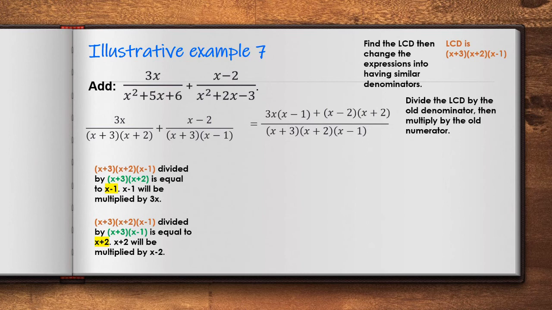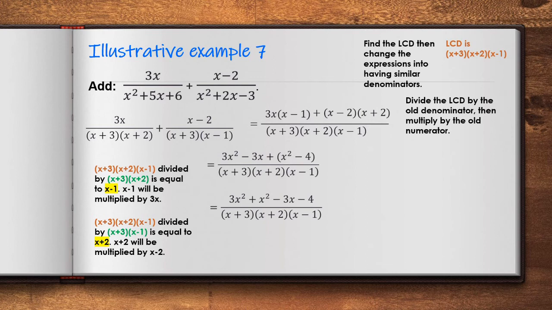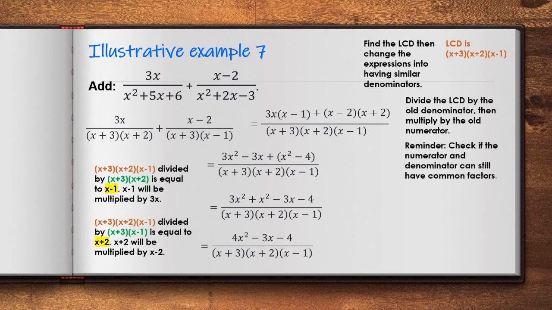Then combine like terms. 3x squared plus x squared is 4x squared. Then we have negative 3x minus 4. Check if the numerator and the denominator can still have common factors. 4x squared minus 3x minus 4 cannot be factored anymore because there are no factors for negative 16 that will add up to negative 3. So let's just retain that numerator and then multiply everything in the denominator. So that's it. That's the final answer.